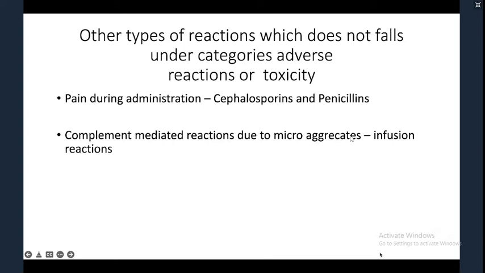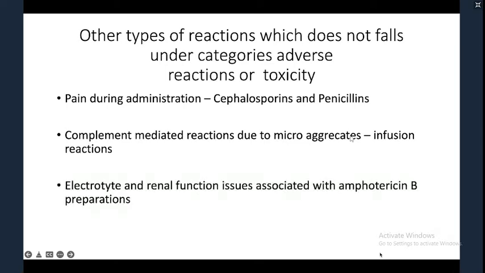Here the main thing is dissolving antibiotics in distilled water. Sometimes the volume may not be adequate to dissolve the whole, or you can get microaggregates in the solution. So when you infuse it, you will get complement mediated reactions, not directly associated with histamine release or any other mechanism. Basically this is due to poor dissolving of antibiotics in water for injection.